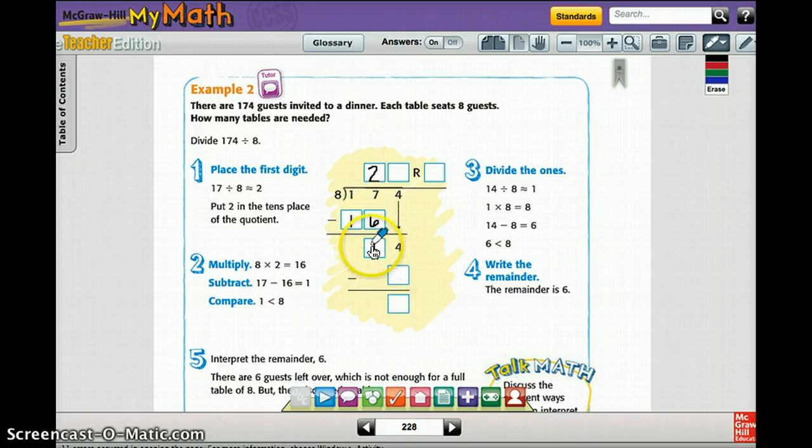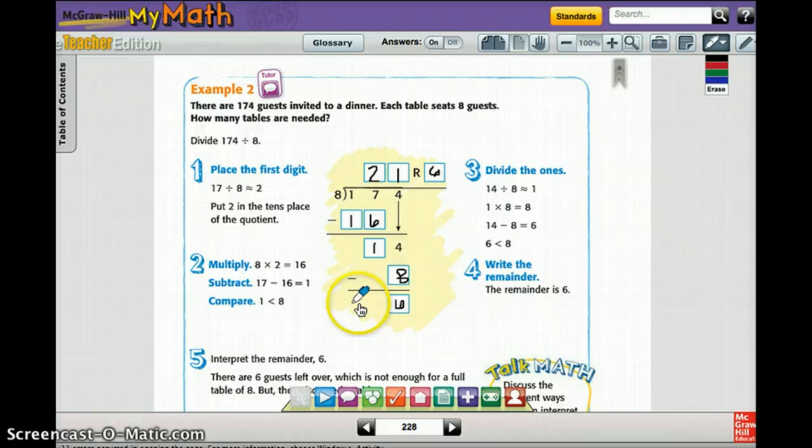17 minus 16, we get 1. Okay, so then we compare. 1 is less than 8. 8 goes into 14 one time, and that is 8. 14 minus 8, we get 6. Okay, so 6 is our remainder. So now we have 21, remainder 6. So now we have to think about, what does this mean in terms of our problem?